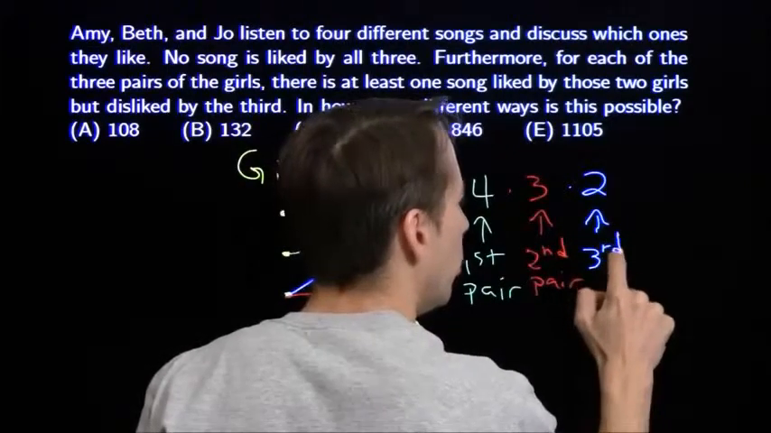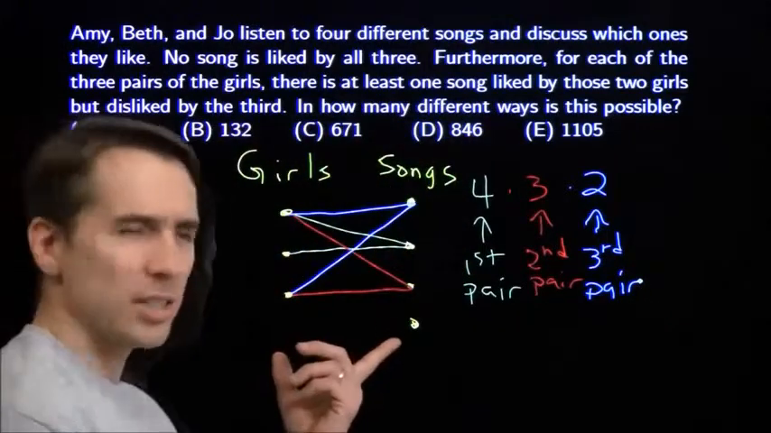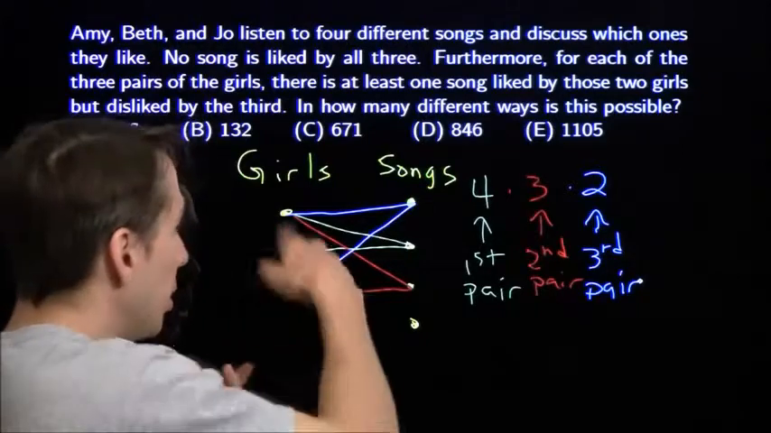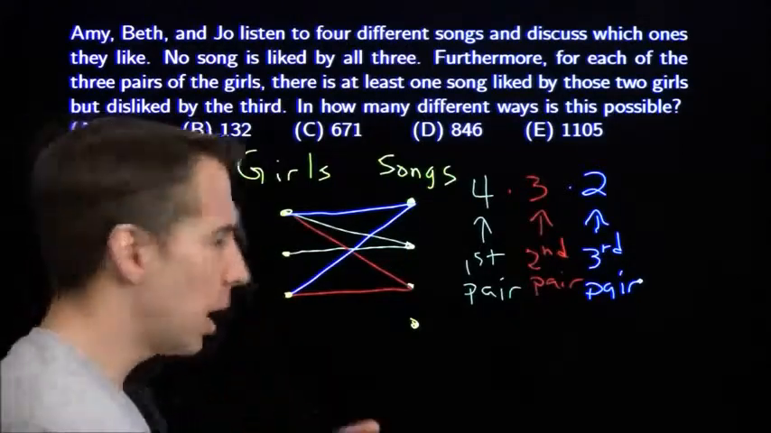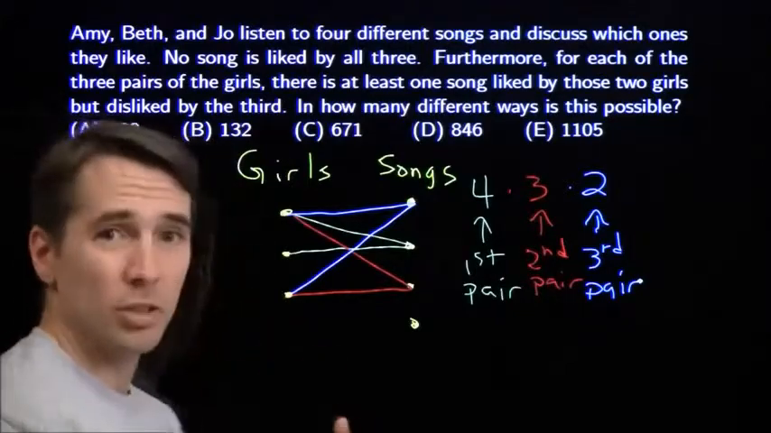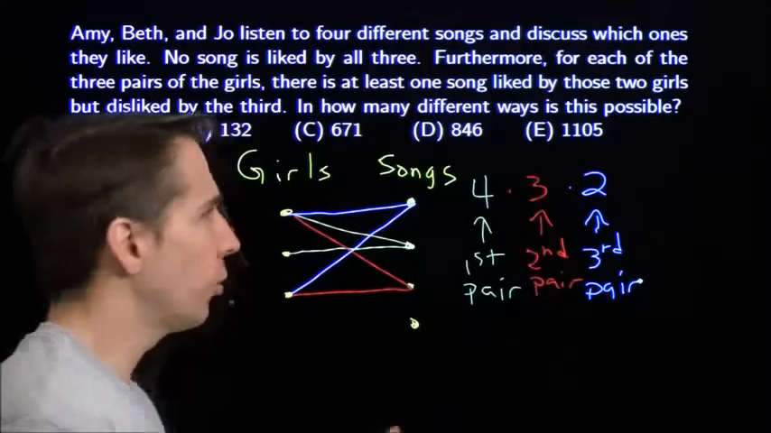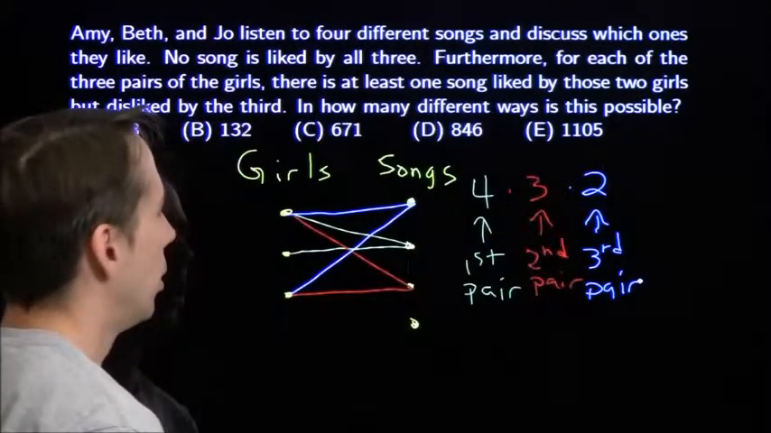But what do we do about that last song that's sitting there? I mean, this last song, well, it can't be liked by all 3 girls. But it can be liked by these 2 or these 2 or these 2 up here. That's 3 options. It could be liked by each one of these girls individually. That's 3 more options. Or it could be liked by no girls at all. So it looks like there's 7 things that we can do with this song out here.